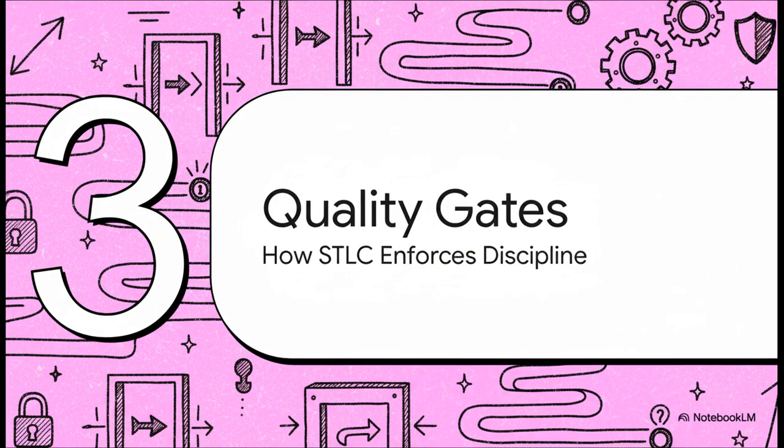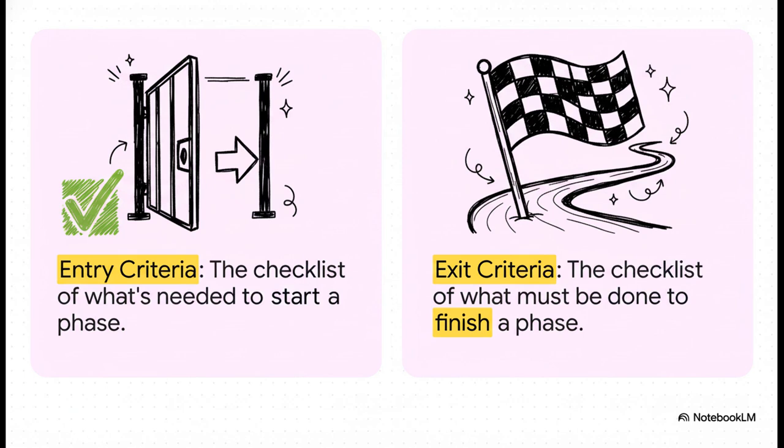Okay, with all these moving parts, you might be wondering, how does this not just turn into total chaos? Well, the STLC has a built-in mechanism to enforce discipline, and it's called quality gates. Let's see how this works. To keep everything on track, each phase has these quality gates. You can just think of them like checkpoints. Entry criteria are the things on your checklist that you absolutely need before you can even start a phase. And exit criteria are the things you have to complete before you're allowed to finish and move on. It's basically permission to start and permission to finish.